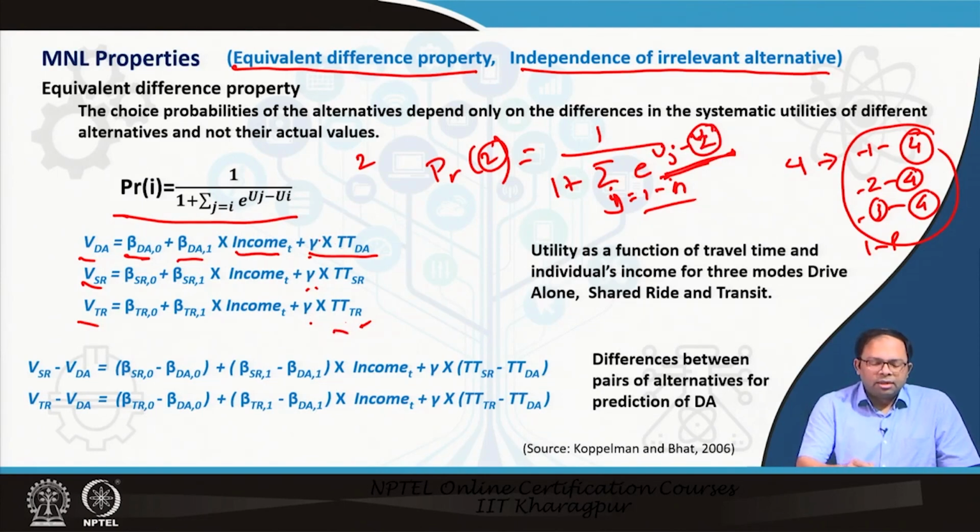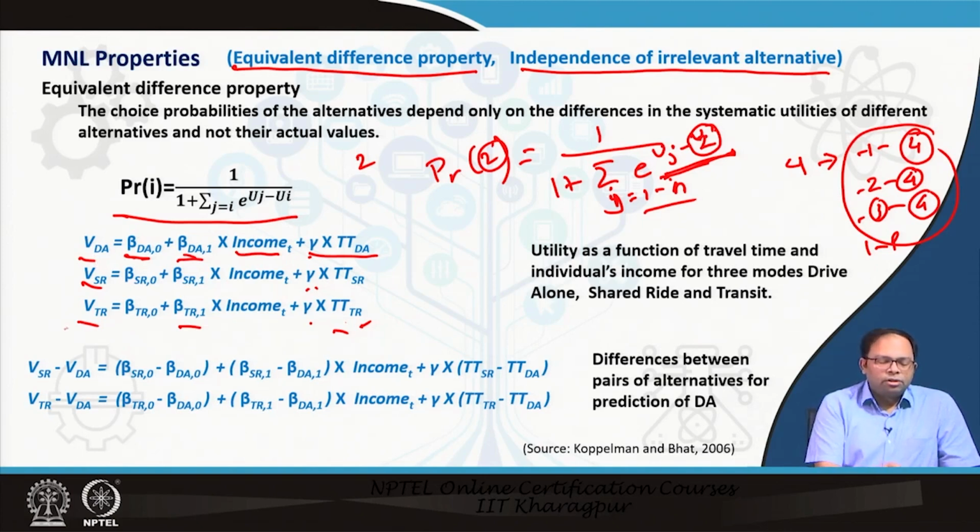So, these gammas are the same coefficients that we are using for all the modes, and here beta DA1, beta SR1 and beta TR1, we are using different coefficients. Why? Because these are for different alternatives. Income will have a different effect on each alternative. Similarly, the bias will also have a different effect on different alternatives. That is why we are using different parameters.